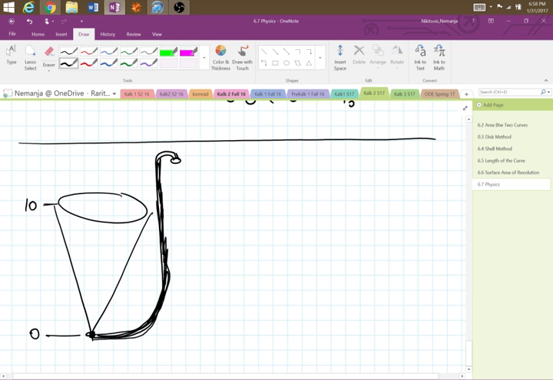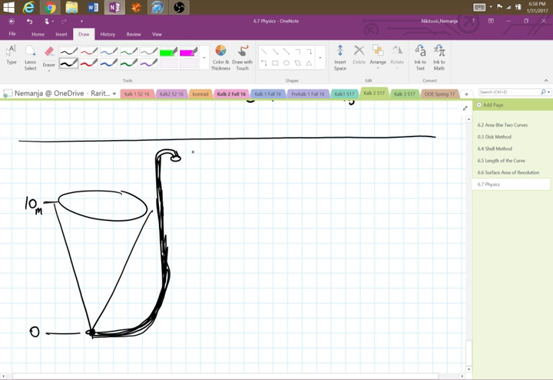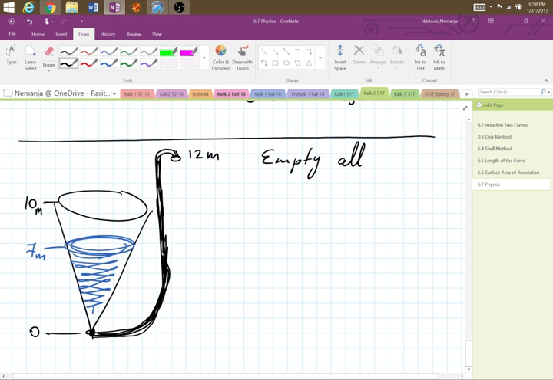I'll color it. Whatever. So we have a tank, a conical tank, let's say 10 meters tall. Let's say that the nozzle is at 2 meters above the ground, so that's going to be at the level of 12 meters. And say that the liquid is at the 7-meter mark. So you have liquid underneath. That's all liquid. You want to empty all. And yeah, what's the work involved?